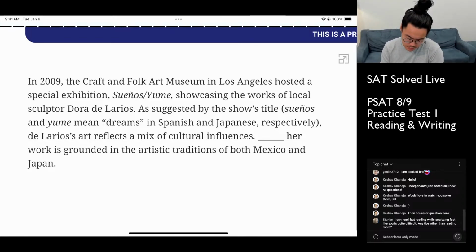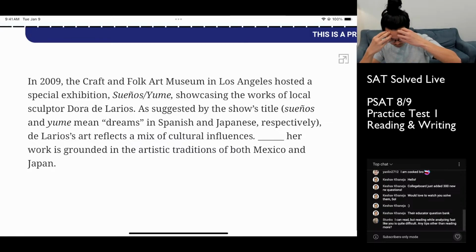In 2009, the Craft and Folk Art Museum in Los Angeles hosted a special exhibition. Hey, I'm zoning out. Let me try that again. We have an exhibition. Got it. Of Dora Delarios, one person. Okay, multiple works. Dreams in Spanish and Japanese. Got it. Cultural influences of Spain and Japan.